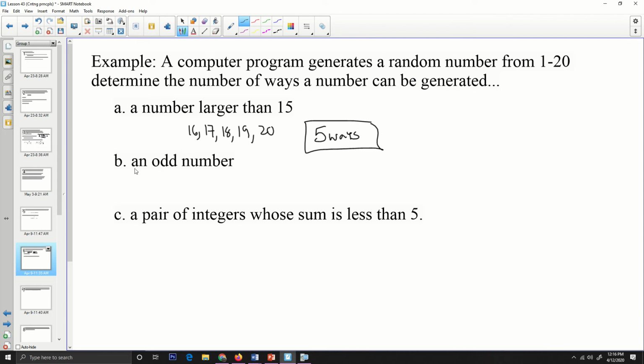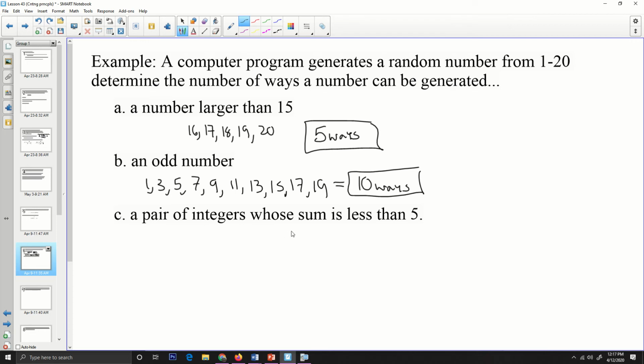All right. The number of ways you can get an odd number. Well, 1's an odd number. 2 is not an odd number. Come on, get with it, Macaulay. 3's an odd number. 5's an odd number. 7's an odd number. 9's an odd number. 11, 13, 15, 17, and 19. I don't think I missed them. 1, 2, 3, 4, 5, 6, 7, 8, 9, 10. 10 different ways.